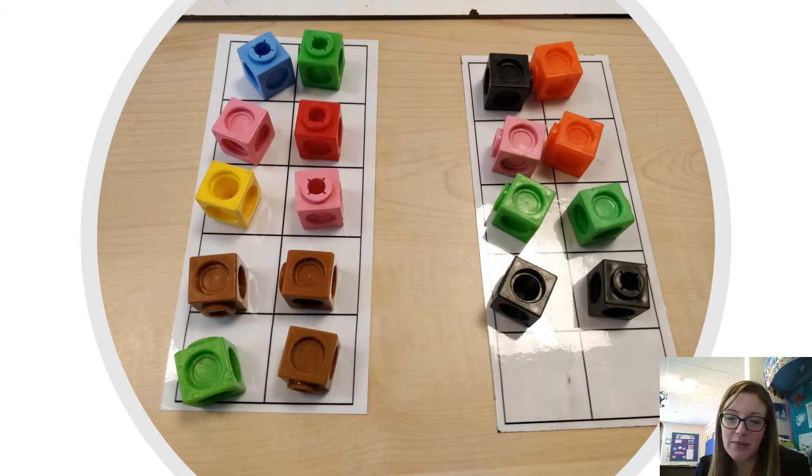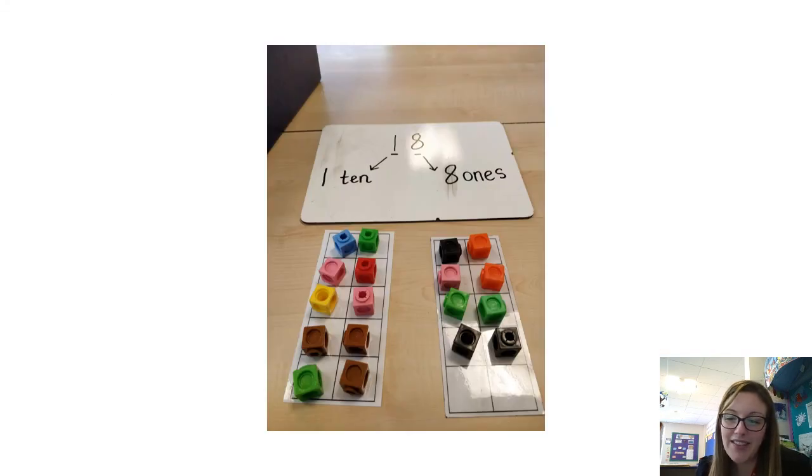Okay, another one this time. So have a look. How many tens? How many ones? What number have I made this time? Okay, well done if you said the number 18. We can see there is 1 tens frame that is full, so that's 1 ten. And then on the other tens frame there were 8 ones, so 1 ten and 8 ones gives us 18. Well done.